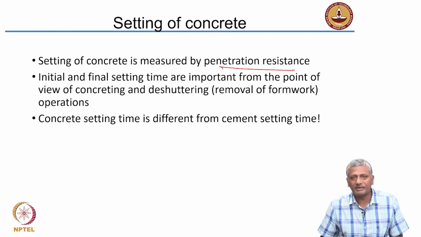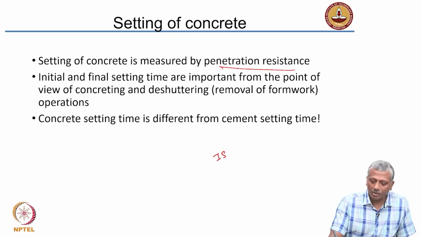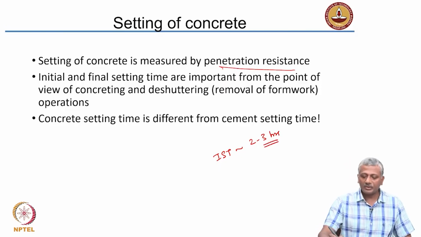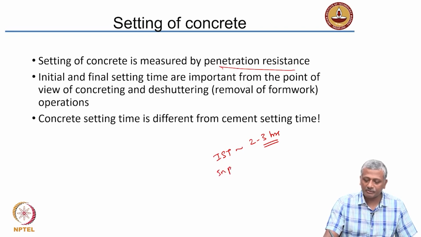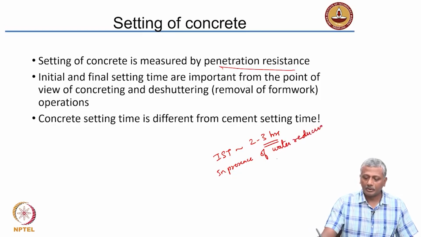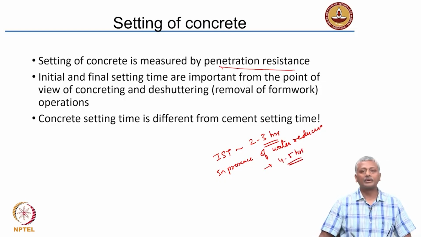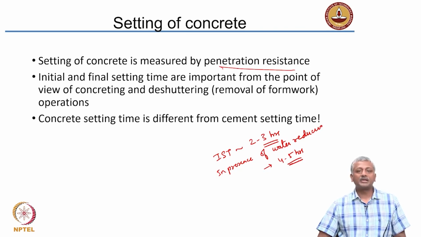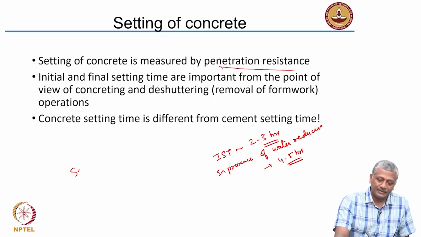Normally, when you do not have admixtures, the initial setting time of concrete will be typically between 2 to 3 hours. With the presence of admixtures like water reducers, for instance, your setting time may extend up to 4 to 5 hours. Okay, but you need to ensure that it does not extend too much, or in other words, you do not get what is called a set retardation.